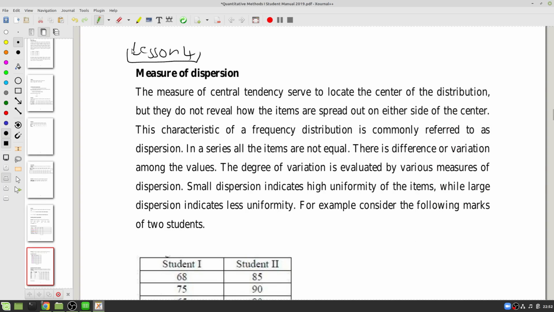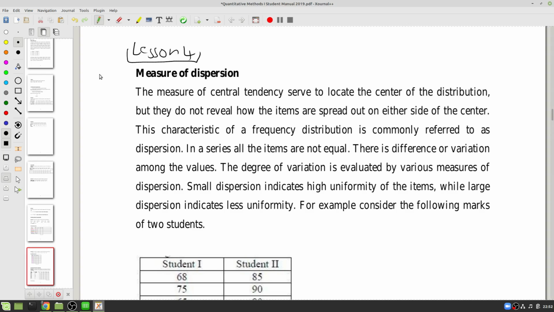Alright, so as you can see, we're on lesson 4 in this beautiful handwriting of the International University of Management Quantitative Methods 1 course. In this lesson, we're looking at measures of dispersion. The previous lesson was measures of central tendency. Now we're looking at measures of dispersion.